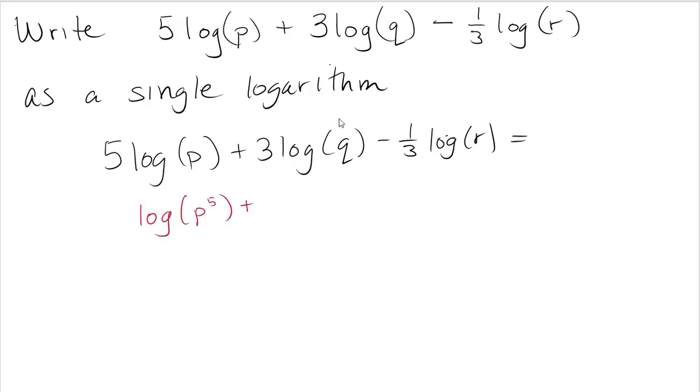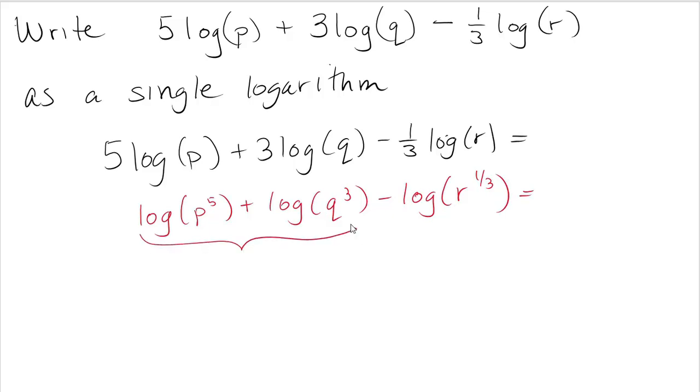I can drag in the first coefficient as an exponent on p, so this becomes the common log of p to the fifth. I can bring the 3 in as an exponent on q, so I get the common log of q cubed. And then I can bring the 1/3 in as an exponent on r, and I get minus the common log of r to the 1/3. I'm going to consolidate these from left to right. If you think you can do this all at once, I'd encourage you to try that. But I'm just going to focus on these two terms to begin.